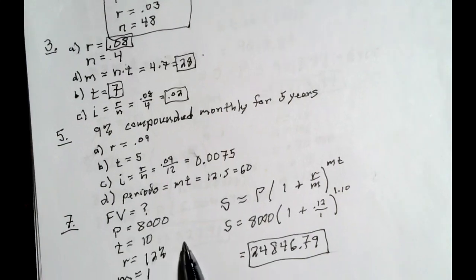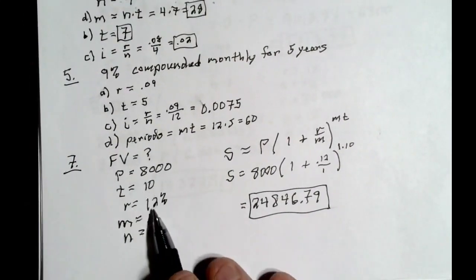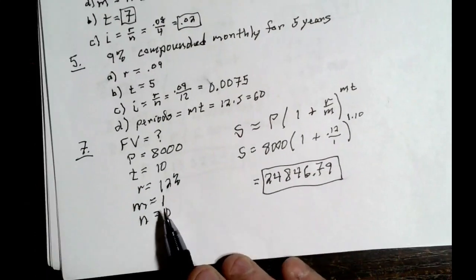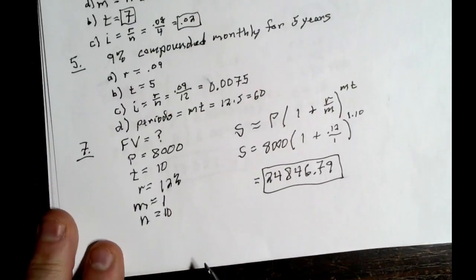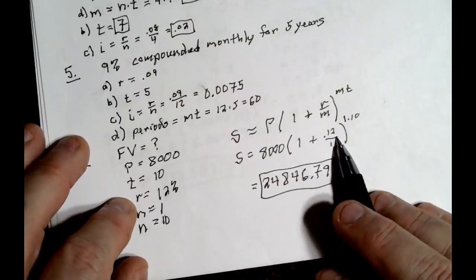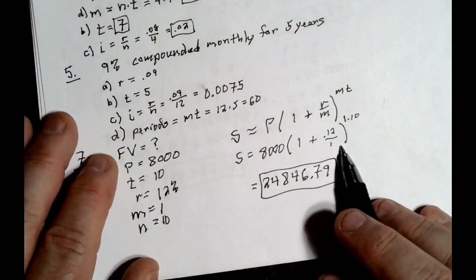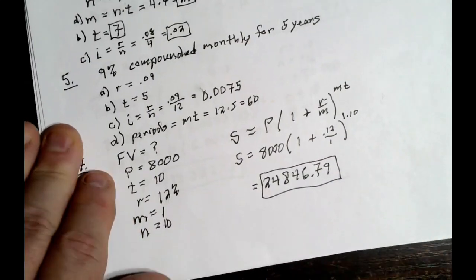Alright, this one asks you to find the future value when 8,000 is invested for 10 years at 12% compounded annually. So 10 times 1 is 10, so N is 10. Okay, so you plug in 8,000. You plug in 0.12 over 1 raised to the 1 times 10. So that's 1.12 raised to the 10 times 8,000, and you get this number here.